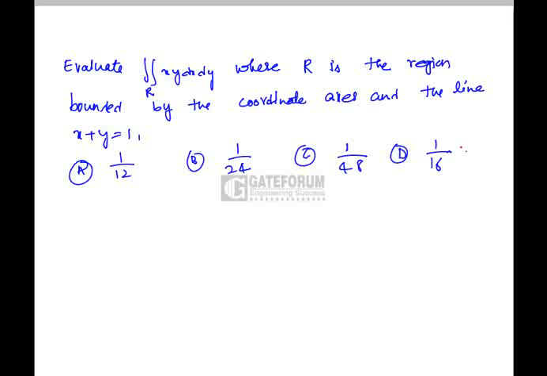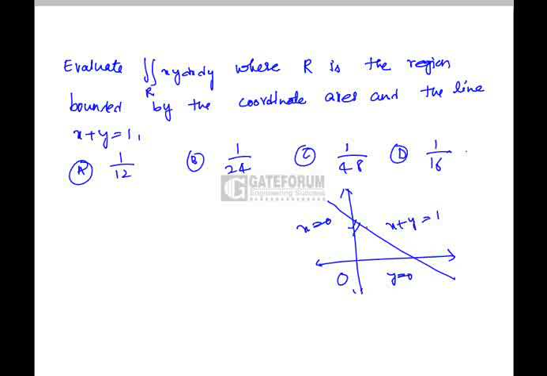Find the area of xy dx, where R is the region bounded by the coordinate axes and the line x plus y equals 1. Now the coordinate axes: this is y equals 0 and this is x equals 0, and the line x plus y equals 1. Now we have to find this region.